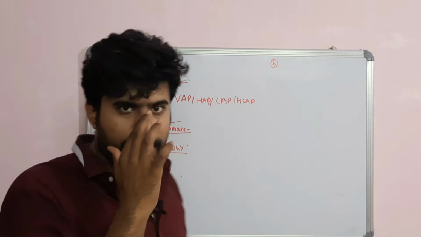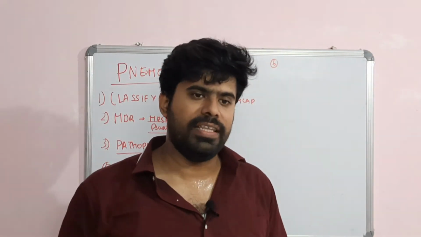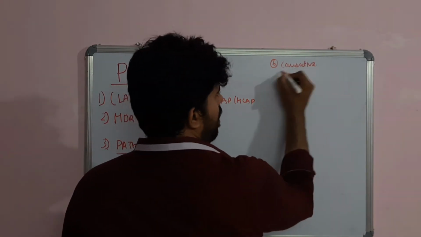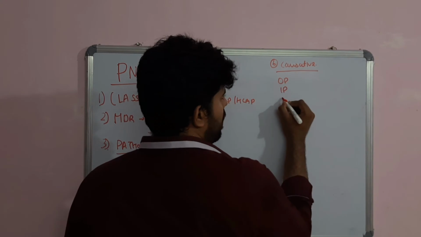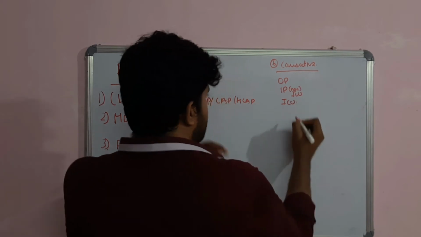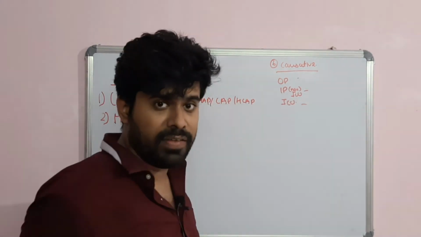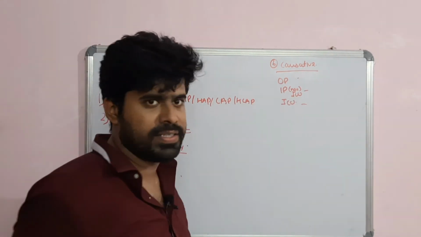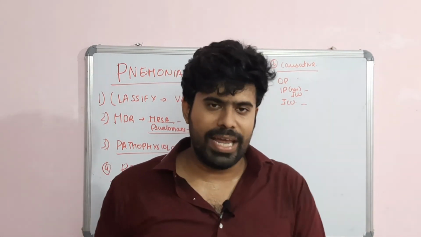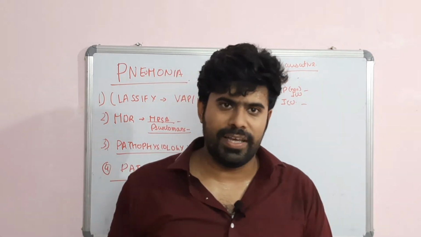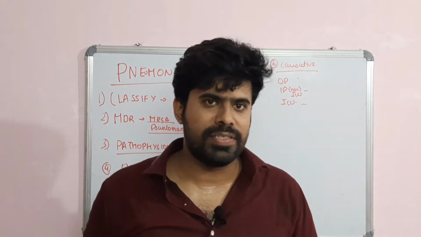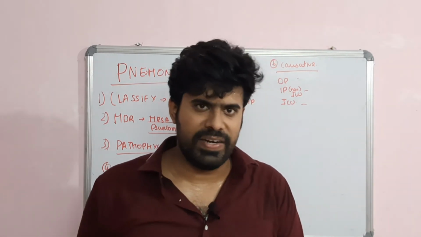So, how do they present? Before going to the presentation, we will see the most common causative organisms. Causative organisms: outpatient, inpatient non-ICU and ICU setup. This is important because, as we already mentioned, drug resistance will play a role in the causative organism. The outpatient causes of pneumonia are Streptococcus pneumoniae, Chlamydia pneumoniae, Mycoplasma pneumoniae, Haemophilus influenzae and respiratory viruses. The respiratory viruses include influenza A, influenza B, parainfluenza, human metapneumovirus, adenovirus and respiratory syncytial virus.